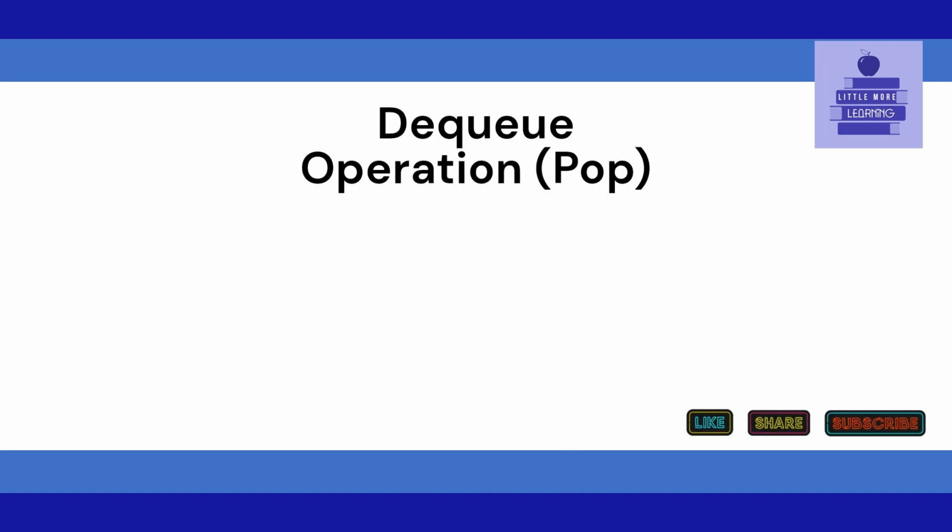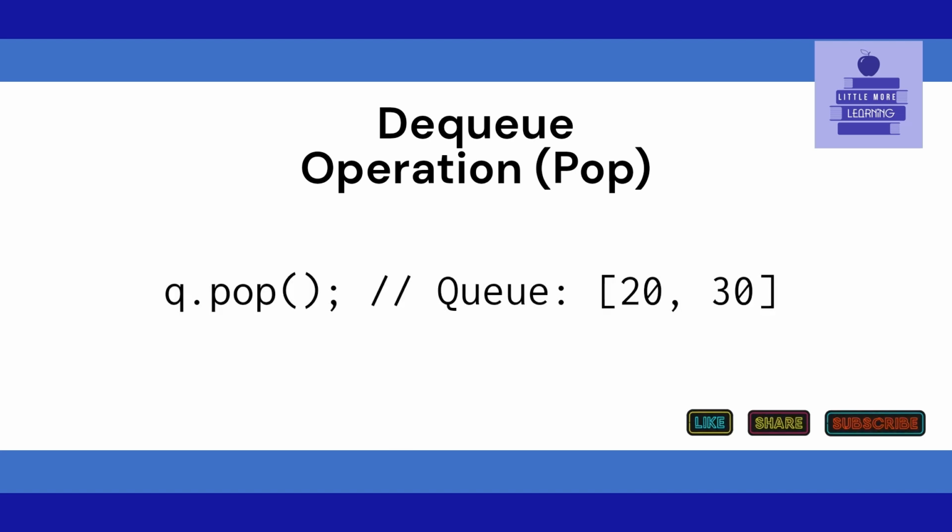Next, we have the pop operation, which removes the front element from the queue. Think of it as the first person in line getting their ticket and leaving. Here, 10 is removed from the queue, leaving 20 and 30. Now, 20 is at the front.